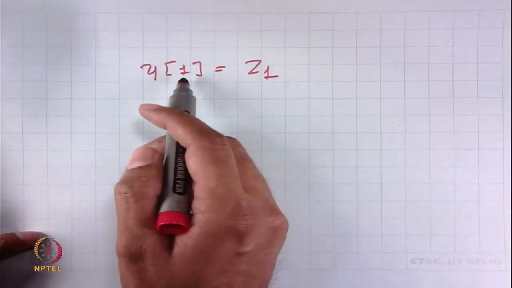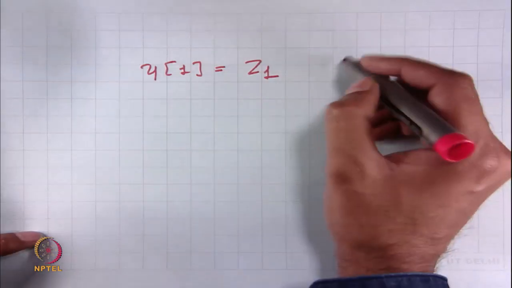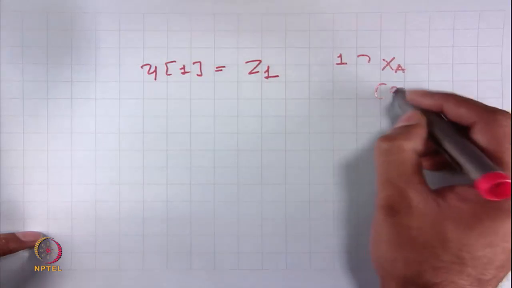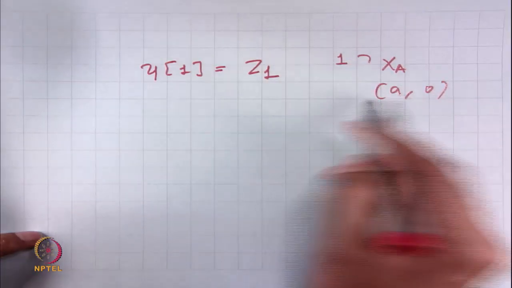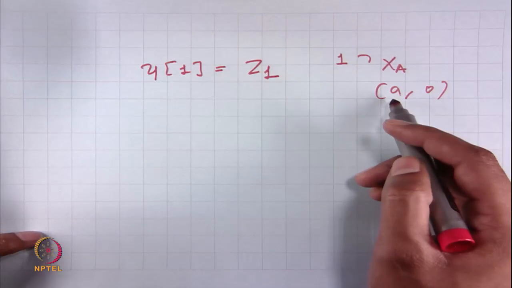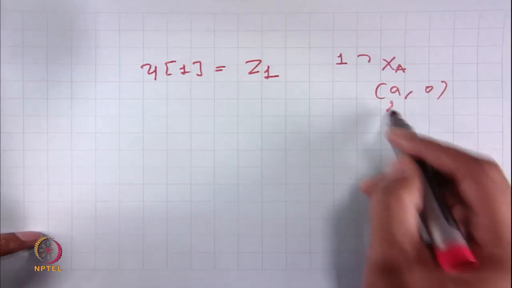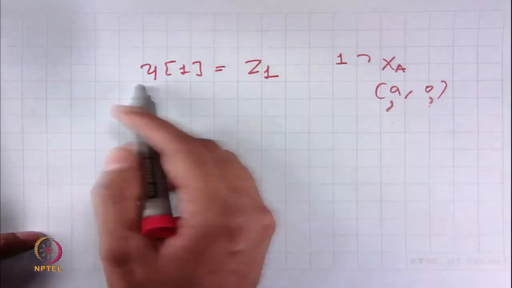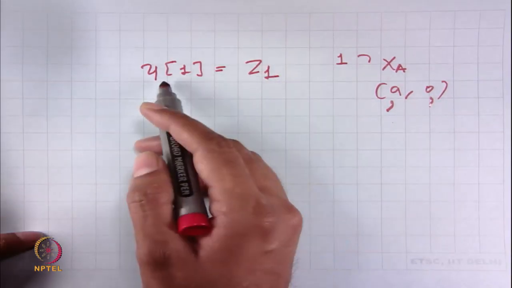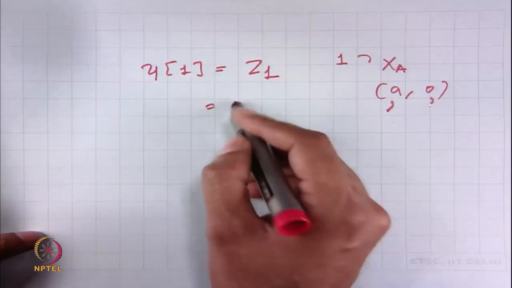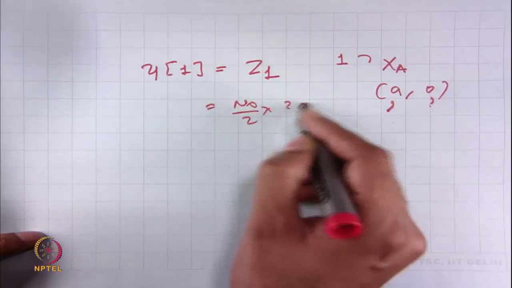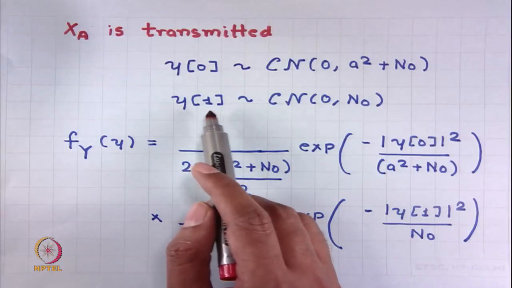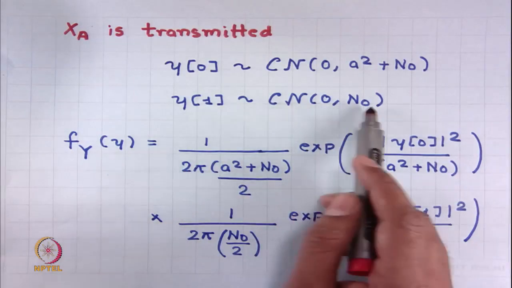this symbol 1. If hypothesis 1 is transmitted, which corresponds to X_A being transmitted, and X_A is simply understood to be a combination of A and 0. So, in symbol 0 you transmit A, and in symbol 1 you transmit nothing, and hence Y1 is simply Z1, and hence the variance of Y1 is simply N naught by 2 times 2, which is N naught. Okay. And hence Y1 is a proper complex Gaussian random variable with mean 0 and variance of N naught.